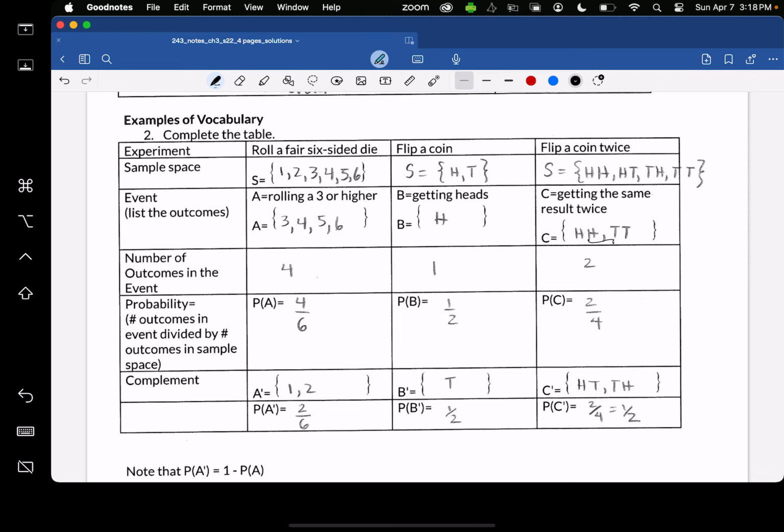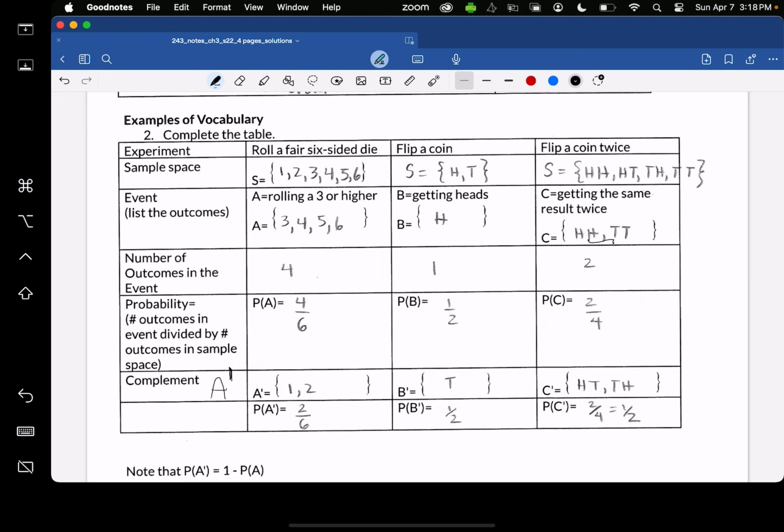Okay, the word complement just means everything else. So if I take an A and I put a little slash next to it, A complement, so A, and then you write prime or A complement, then everything that is not in A is 1 and 2. Everything that is not in B is just tails, and everything that is not event C is HT or TH.